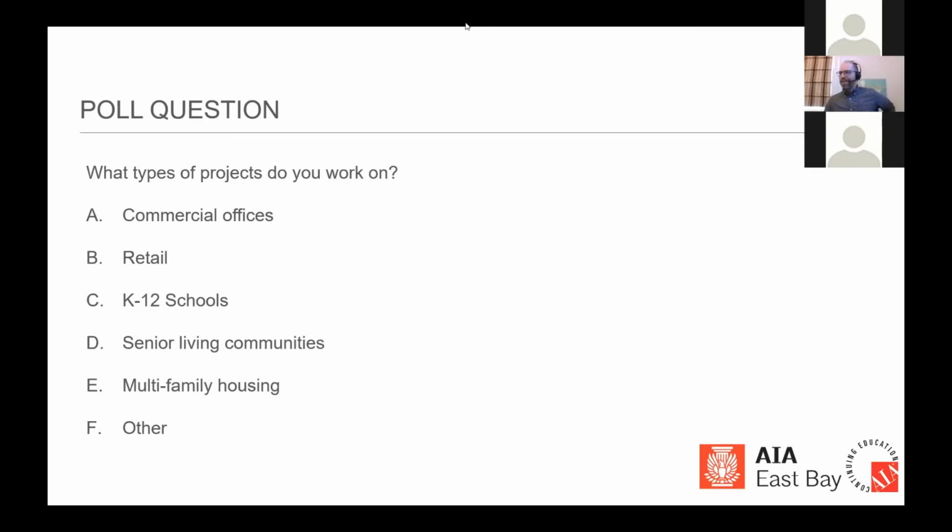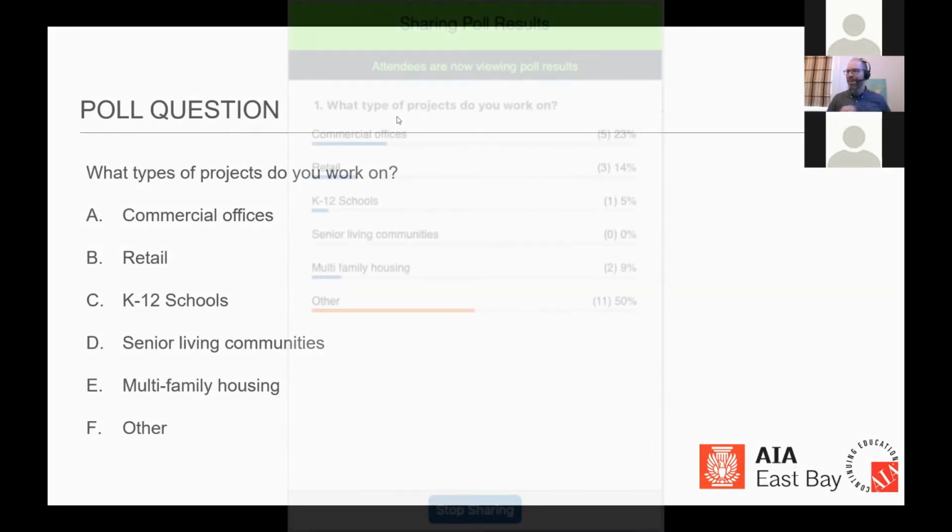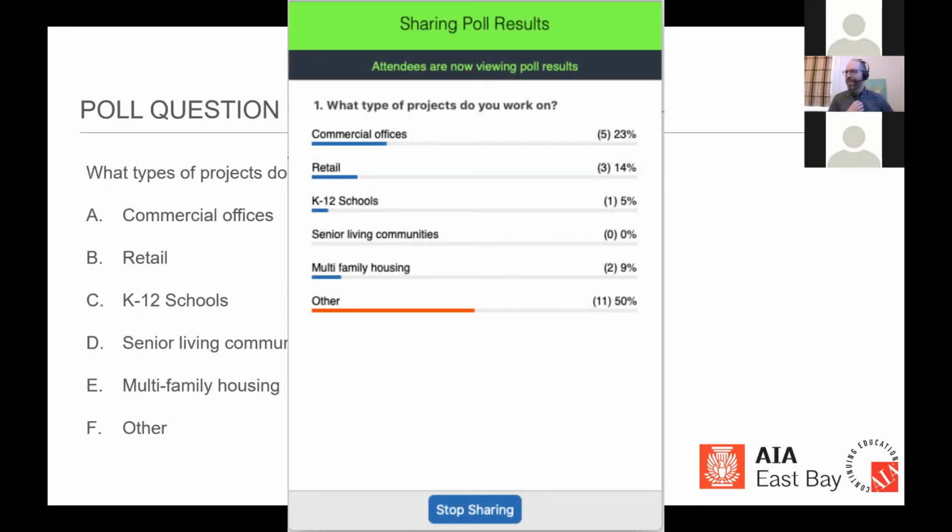Okay, I don't know if you can see the poll on my shared screen, but I'm seeing a lot of other here. Okay, it looks like the polls are closed, and so we have 50% wins with other, followed by commercial, then retail, then multifamily and then schools. A couple people did add in the other that were dropped into the chat. So those will also be shared with the group, as well as the link to this video afterwards. Great, thanks, Mike.